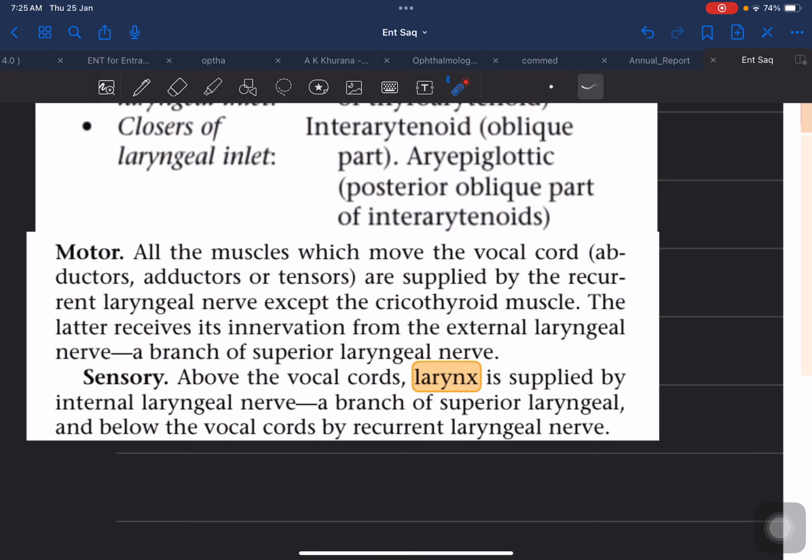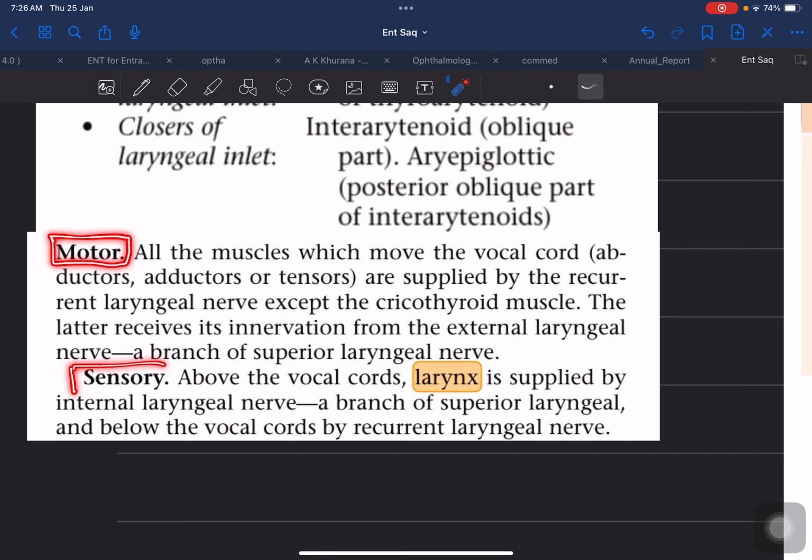The nerve supply. The question there was about nerve supply and function. Function we already mentioned, and talking about nerve supply, we have motor supply and sensory supply. Talking about motor supply, all the muscles which move the vocal cord, either abductor, adductor or tensor, are supplied by the recurrent laryngeal nerve, except for the cricothyroid muscle.